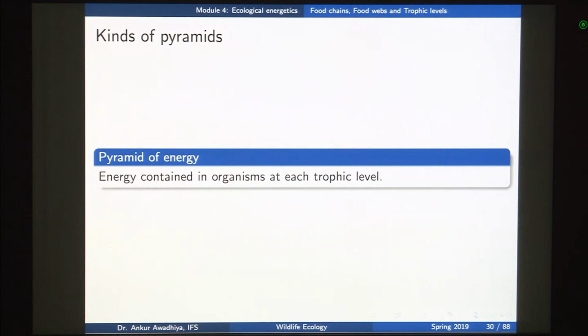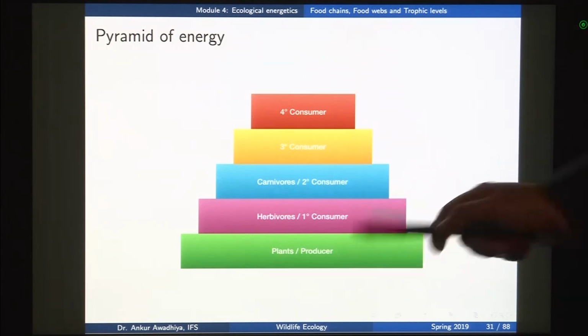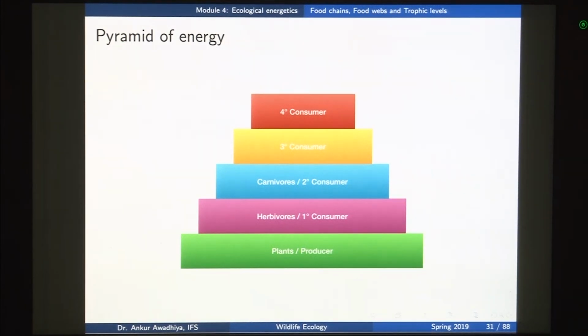Another pyramid is the pyramid of energy. We looked at the pyramid of numbers, in which each trophic level shows how many individuals are present at that particular trophic level. In the case of the pyramid of energy, we look at the energy contained in organisms at each trophic level, and in this case the energy generally looks like this. You have a pyramid that is wider at the bottom and goes on tapering to the top. So, the amount of energy present at each trophic level goes on decreasing as we move up the food chain or the food web.